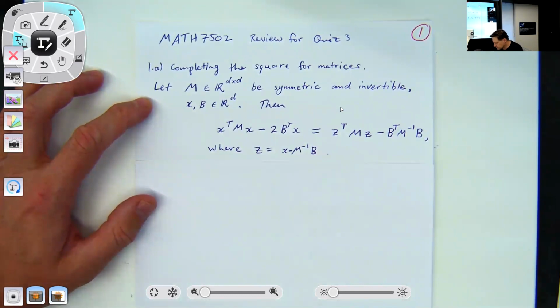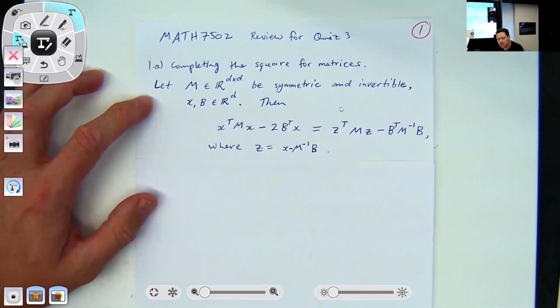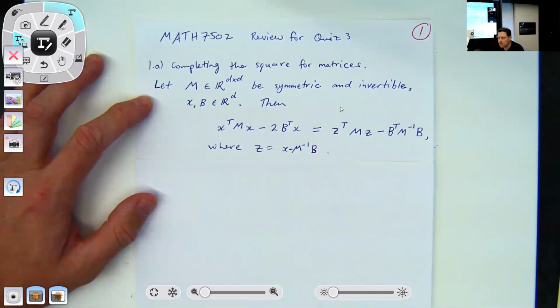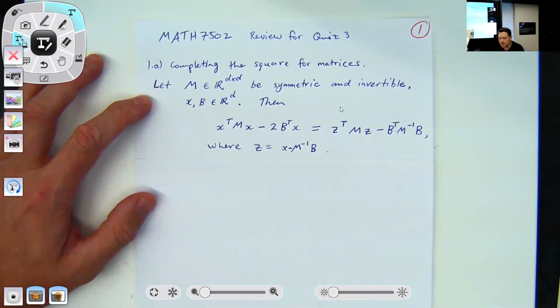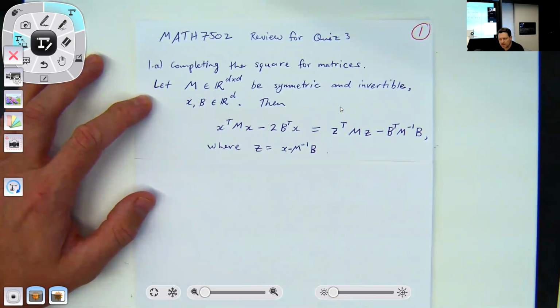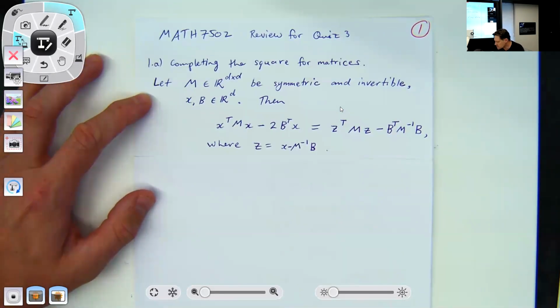Okay, so let's begin. This is just review questions for your quiz 3 coming up. The first one is from a book. Now, I've forgotten what the name of the author or the book was. I just, in a bit of a rush, looked at the relevant page, and so I'm going to talk about what's in there. This is titled Completing the Square for Matrices.